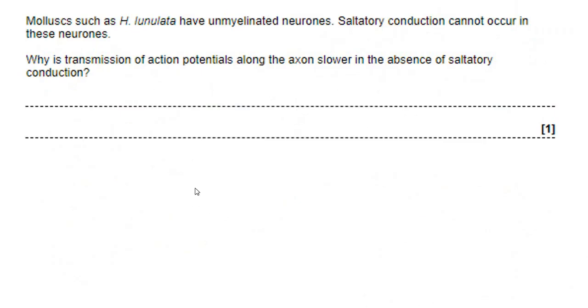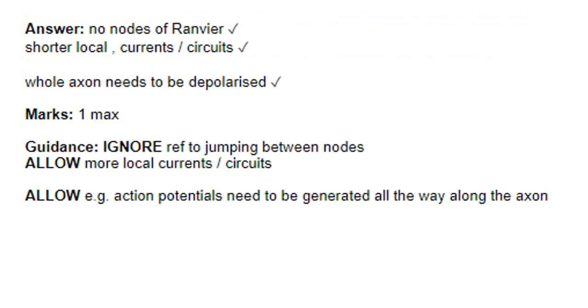Okay, so that brings us to some exam questions and some practice on that. So here's the first question. Mollusks have unmyelinated neurons. Saltatory conduction cannot occur in these neurons. Why is the transmission along the action potentials slower in the absence of saltatory conduction? Have a go. Pause the video and have a go.